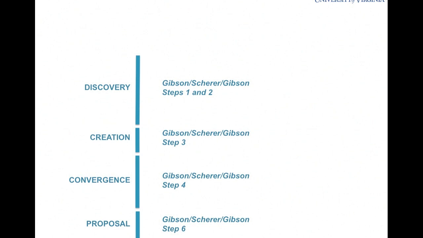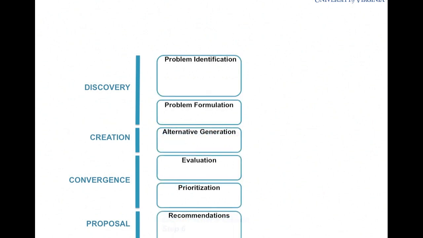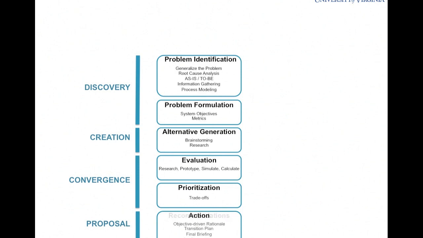Now these phases can be explained in more detail into some steps: problem identification, problem formulation, alternative generation, evaluation, prioritization, and recommendations or action. And we'll see each of these has a group of steps that are associated within each of these areas. This presentation focuses most directly on problem formulation, systems, objectives, and metrics, and other ways of formulating the problem in terms of functions and requirements.